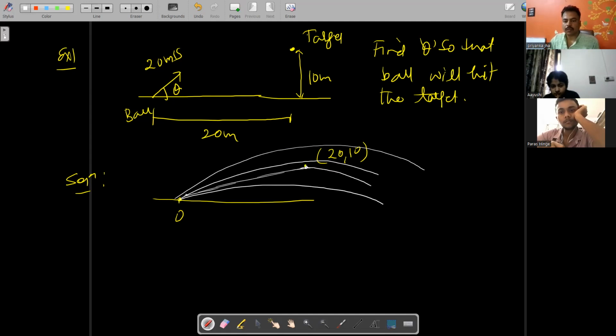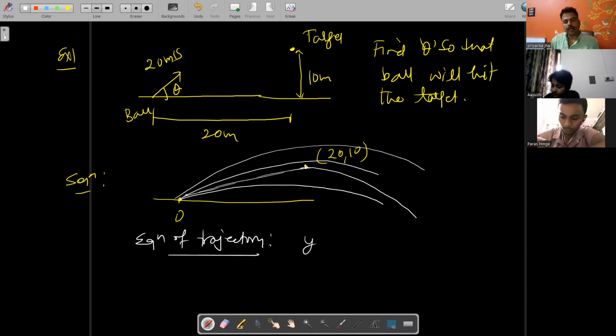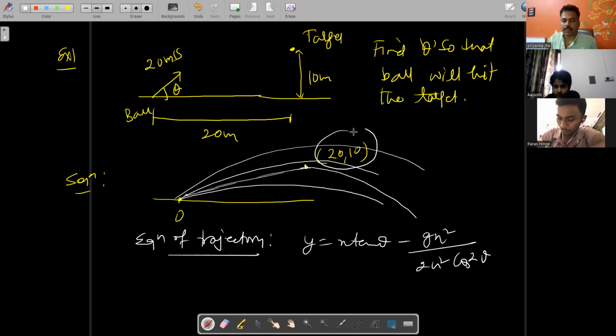It means that this should be the required parabolic path. It means that this point must lie on the trajectory of the ball, right? So what we will do is write the equation of trajectory, and this point must satisfy that equation. So first you write the equation of trajectory. That is, y equals x tan theta minus g x square upon 2 u square cos square theta. And this point must satisfy it.